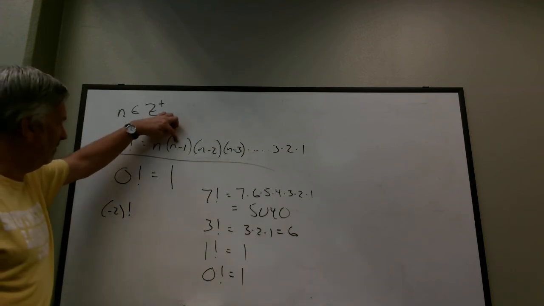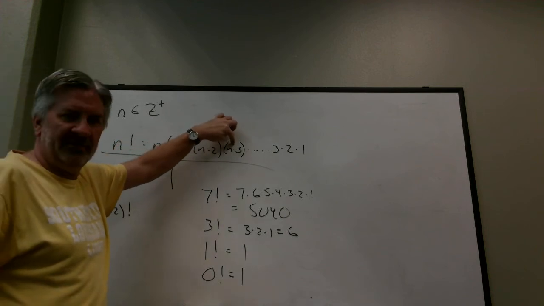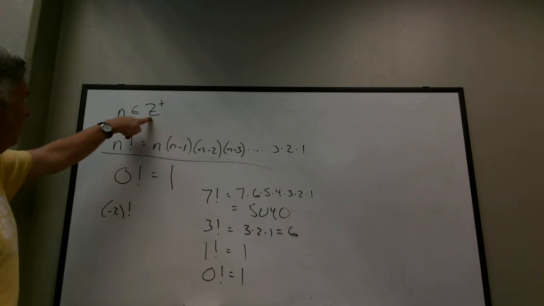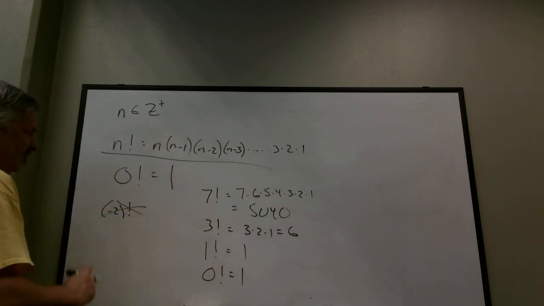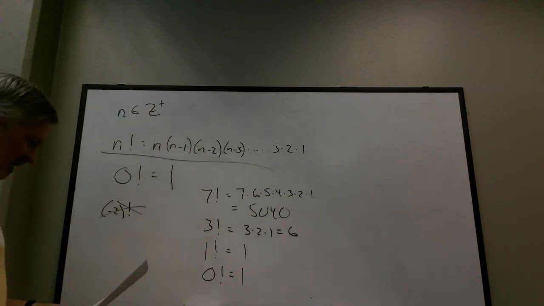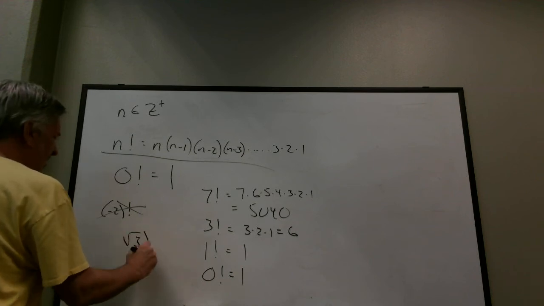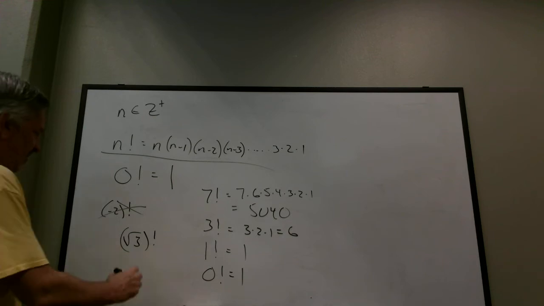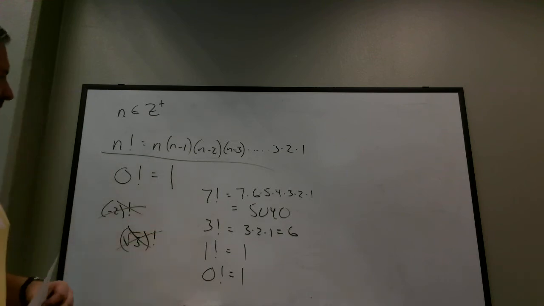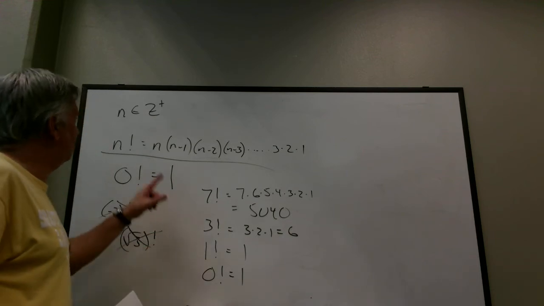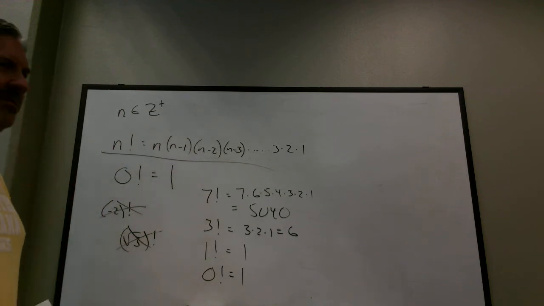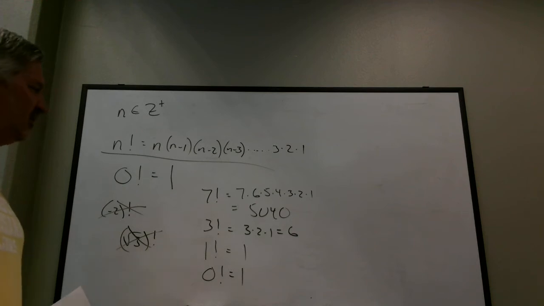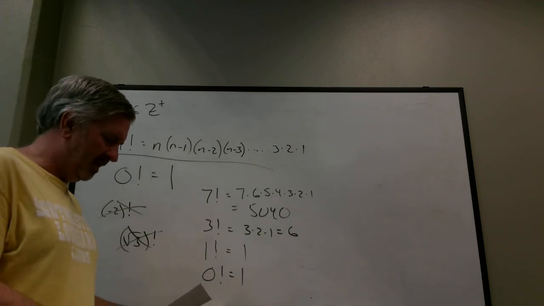Negative 2 times negative 3 times negative 4 times negative 5 times negative 6 times negative 7, etc. forever? No. This definition is for positive integers. Okay, doesn't make any sense. And then, what about square root of 3 factorial? Square root of 3 is not a positive integer. Don't do that. There is a generalization of the factorials, what's called the gamma function, where you can take values of other things besides integers, but we're not worried about that.